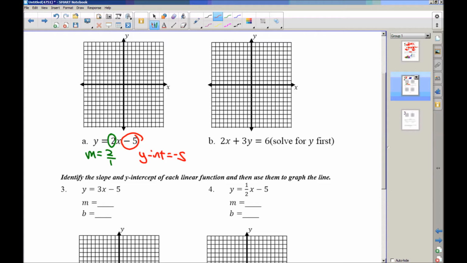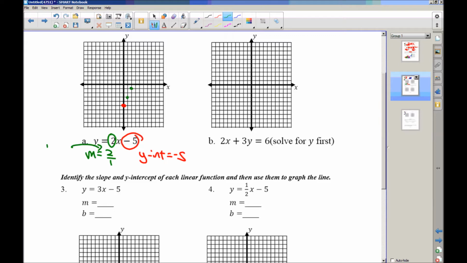So our y-intercept is our starting place. So we go on the y-axis and we go down 5 spots. So 1, 2, 3, 4, 5. And we put a big dot there. Okay. And then the slope is our changer. That tells us how to go from one point to another one. So I go up 2 and right 1, up 2 and right 1.